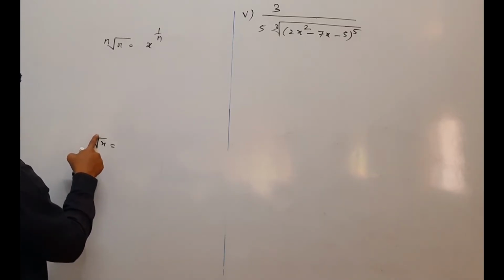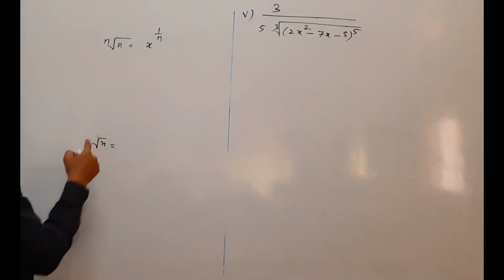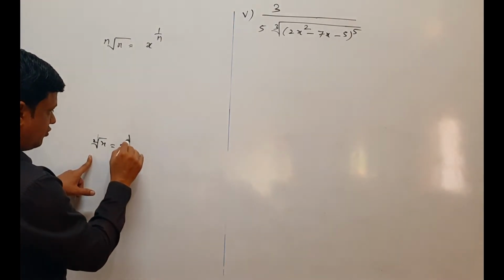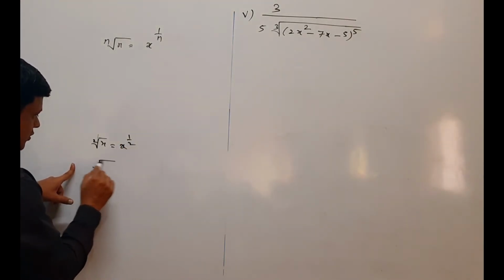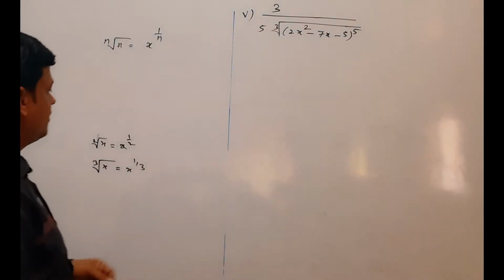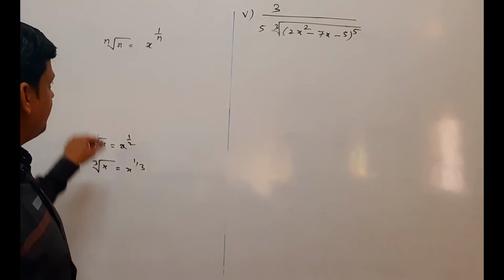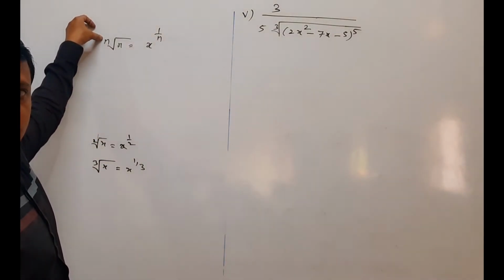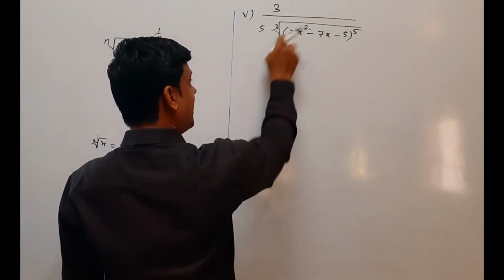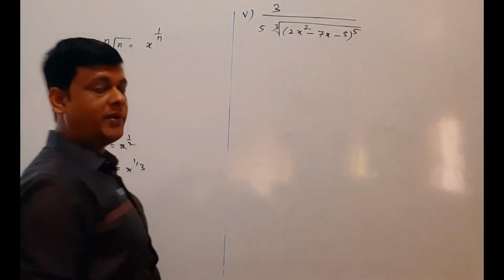So here we write a square root, that means we have to take here 2. So we write here x raised to the power 1 by 2. Cube root of x, so we write x raised to the power 1 by 3. So we use this concept, this n has value 3 here. So we write this cube root as power raised to the power 1 by 3.